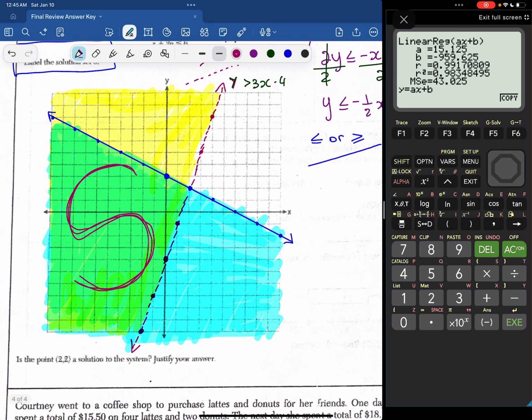Lastly, the question asks, is the point 2, 2 a solution to the system? So the point 2 comma 2 is right up here. That's this point right here. Is this point a solution to the system? Well, notice that the point is the intersection point. However, even though it's the intersection point, it lies on a dashed line. And remember that points that are on a dashed line are not solutions to the inequality. So we would say, no, this point is not a solution because it lies on the dashed line.